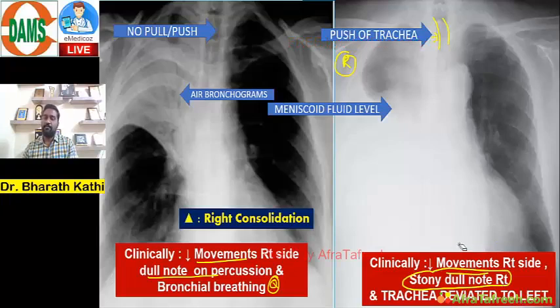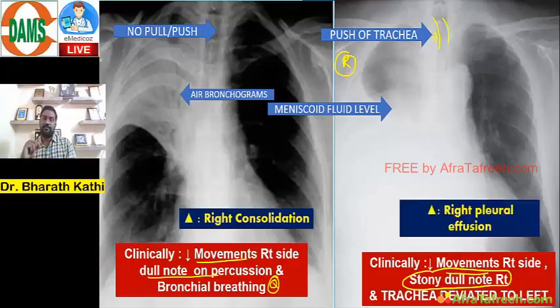So disease is on the right and trachea is shifted towards the left. So this is a pushing lesion. So disease is on the right whereas trachea is towards the opposite side. So what can be the possible diagnosis? It can be a right pleural effusion.